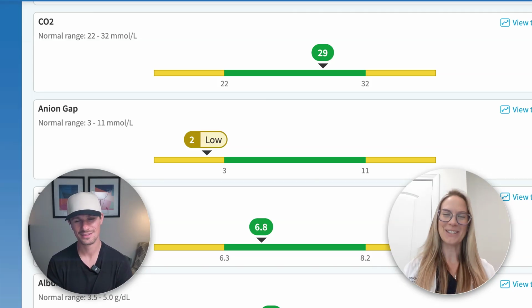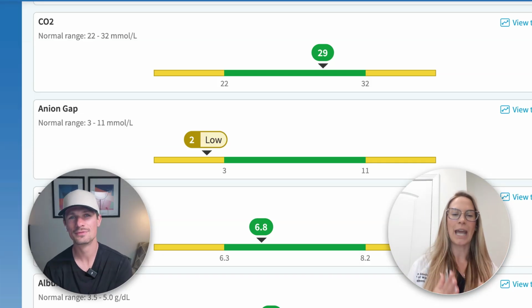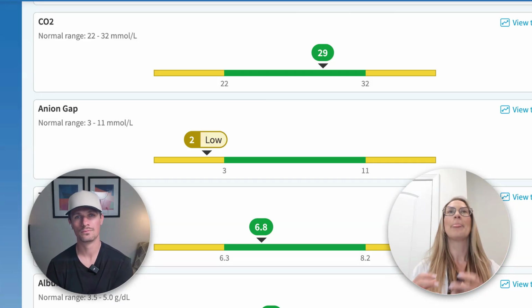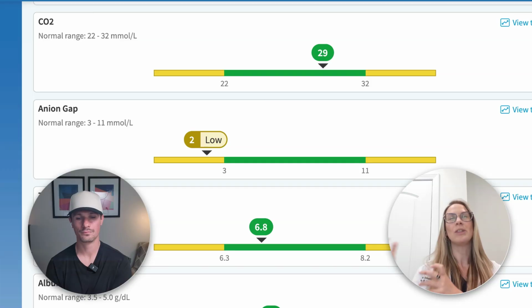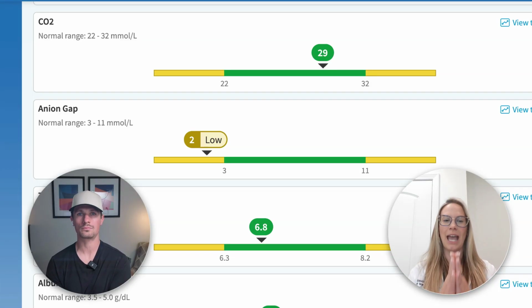I'm trying to think of the best way to describe this. So why is it important? Well, it's important because if you have a high anion gap, a lot of times you will create an acidosis.